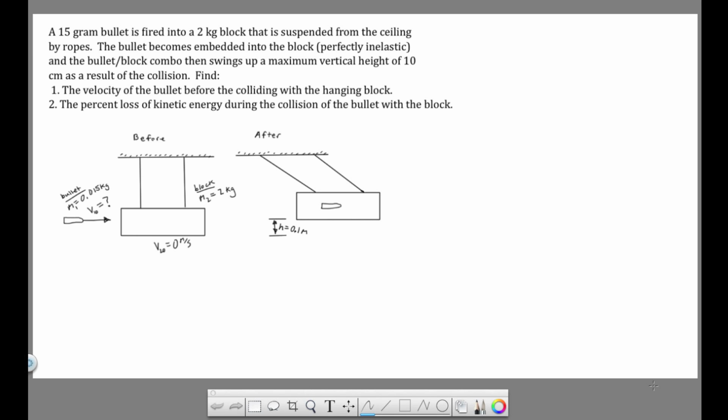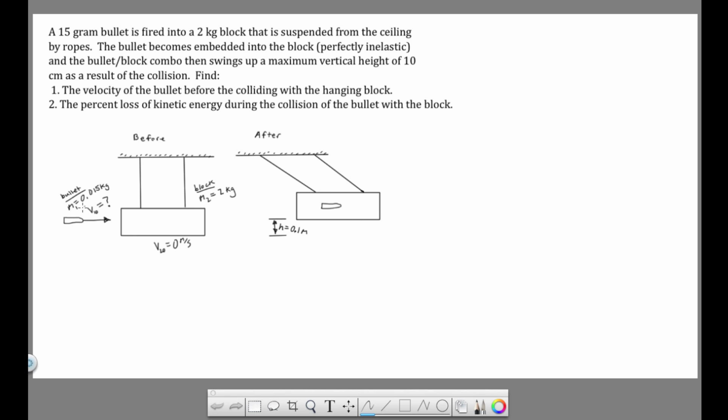All right, so here we have what's referred to as a ballistic pendulum. The word ballistic just refers to a collision, and it's a pendulum because this bullet gets fired into this hanging block, and then as a result of the collision, the bullet block combo is going to swing like a pendulum. So it's called the ballistic pendulum.